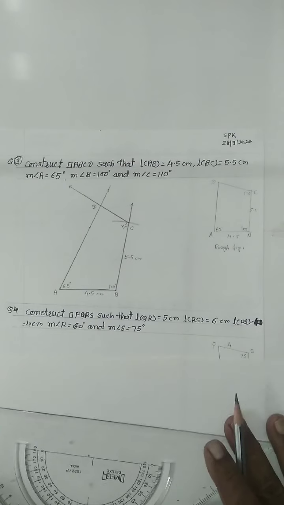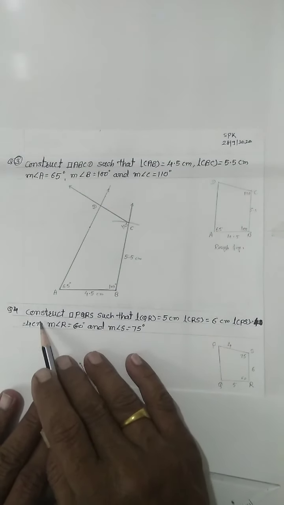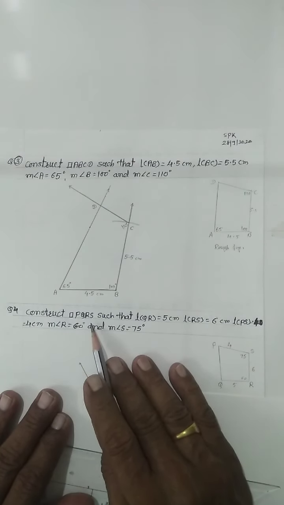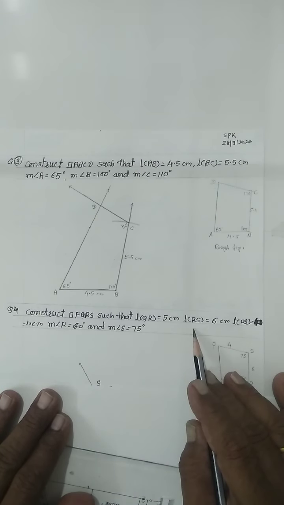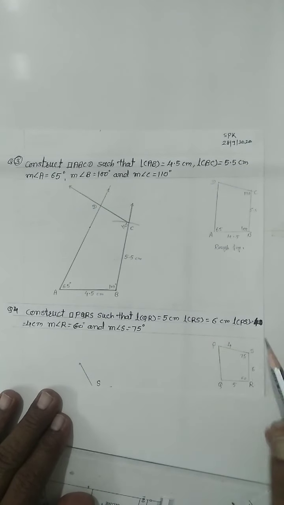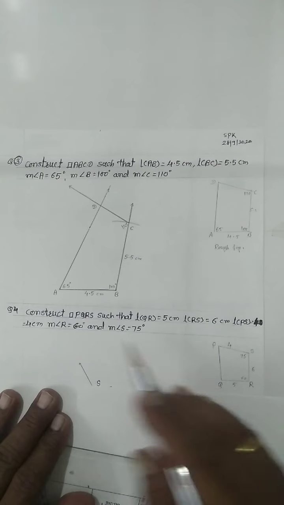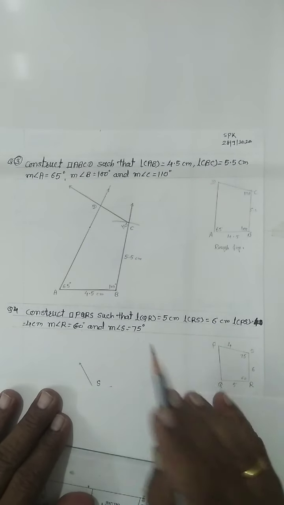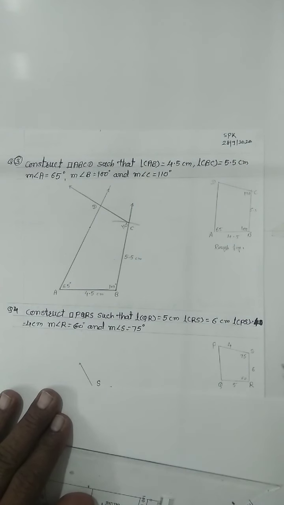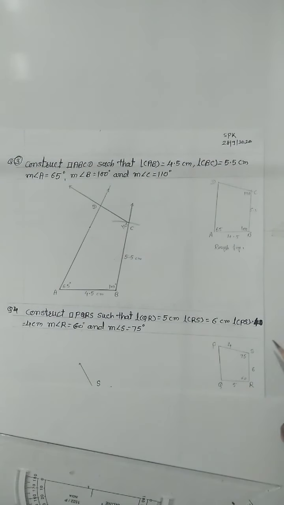Now take a fourth example. In example 4, construct quadrilateral PQRS such that length QR equal to 5 cm, length RS equal to 6 cm, and length PS equal to 4 cm, measure of angle R equal to 60 degree and measure of angle S equal to 75 degree. Now in this example three sides and two included angles are given.